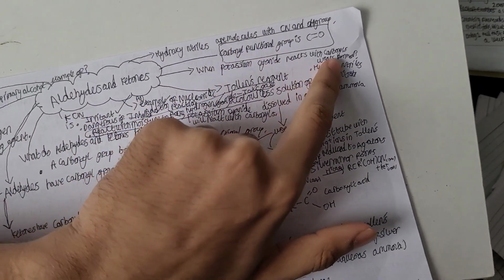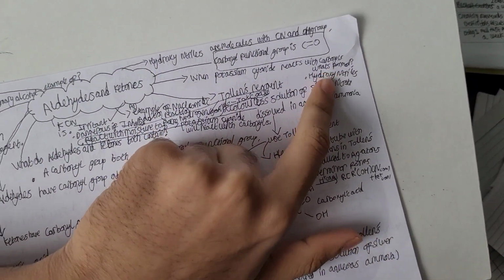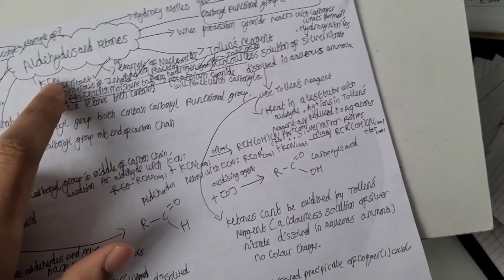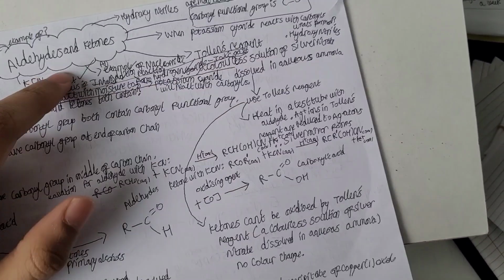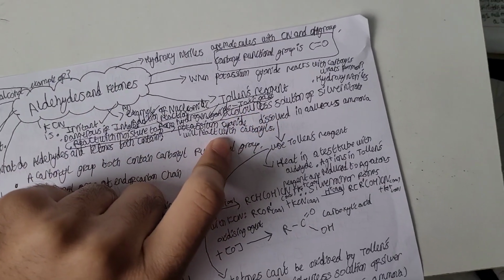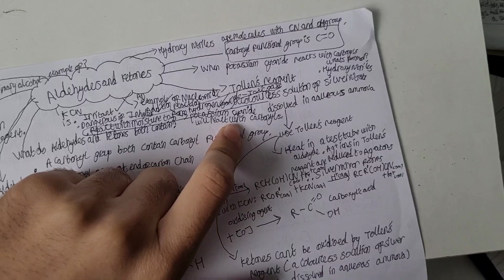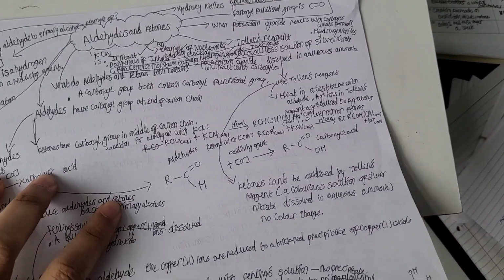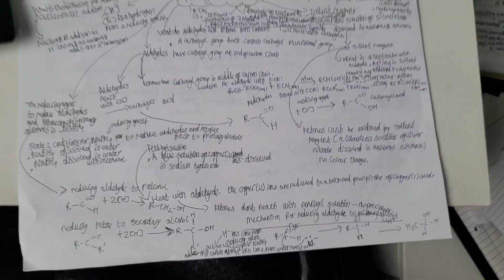When potassium cyanide reacts with carbonyls, what's formed? Hydroxynitriles. KCN is also an irritant, dangerous if inhaled, and reacts with moisture to form hydrogen cyanide, which is a toxic gas. An example of a nucleophilic addition reaction is when potassium cyanide reacts with carbonyls. And that is the end of this video.